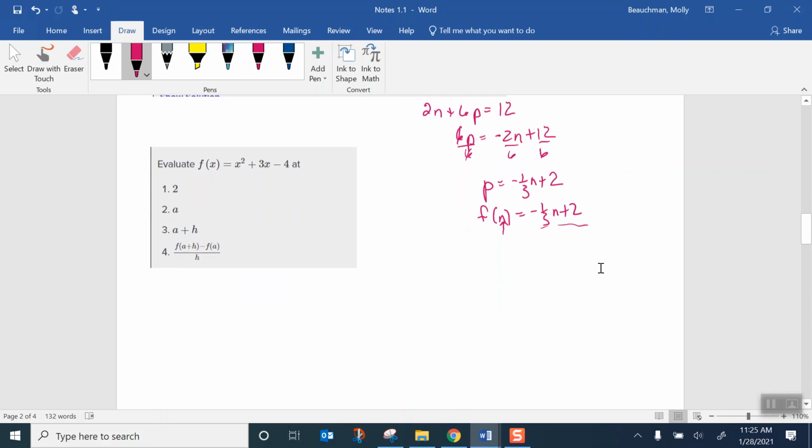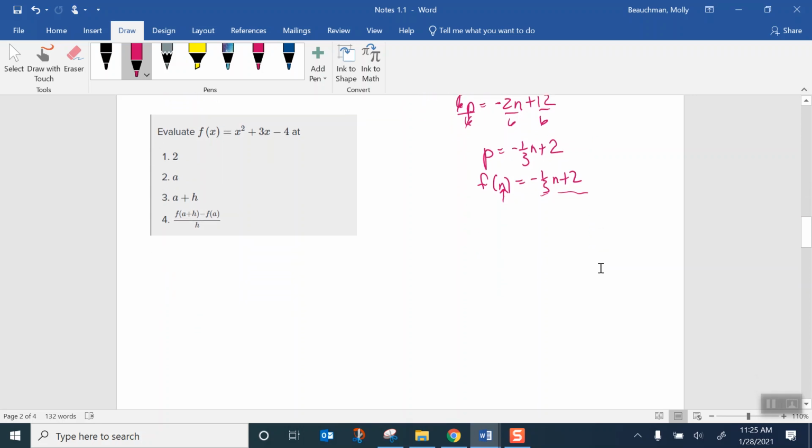All right, so just to practice with function notation a little bit, if f of x equals x squared plus 3x minus 4, then evaluate at different values of x. So when x equals 2, that means substitute a 2 into the function. So f of 2 means we're going to take 2 squared plus 3 times 2 minus 4. So we get 4 plus 6 minus 4, which is 6. So f of 2 is equal to 6. Input is 2, output is 6. The coordinate is the point 2, 6.